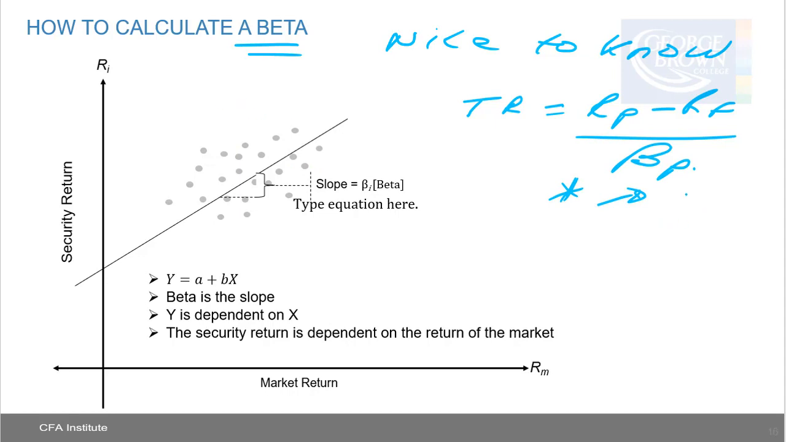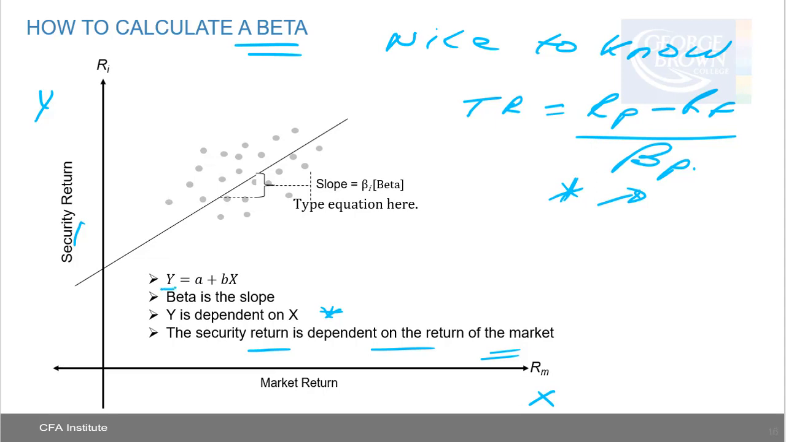So we can calculate the beta for a portfolio versus the benchmark index, or we could calculate the beta of a stock, okay? So it's a security return, could be a stock or a portfolio. On the y-axis, you've got the security return, and on the x-axis, you've got the market return. Calculating a beta basically is y is dependent on x. So the security return is dependent on the return of the market, which is the systematic risk. And so beta is just the slope.